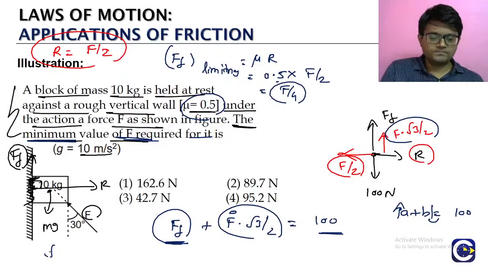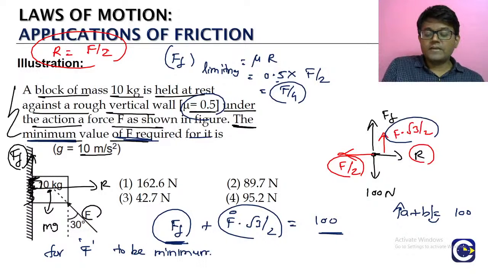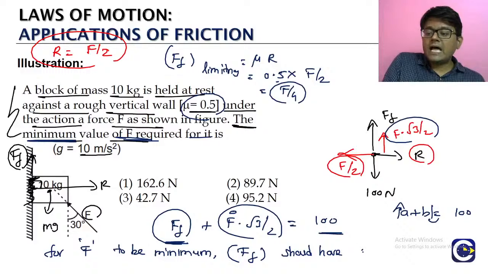So for F to be minimum, the frictional force should have its limiting value or highest value.